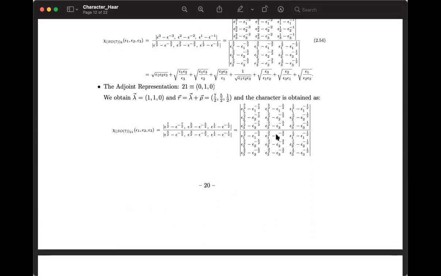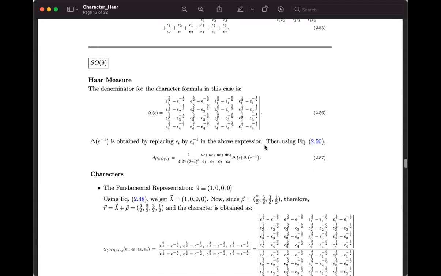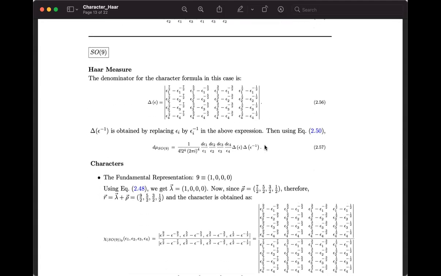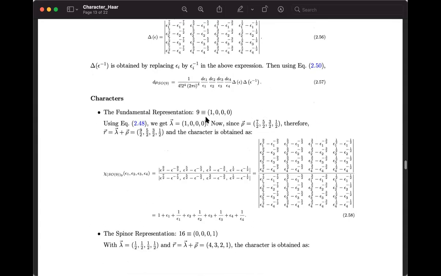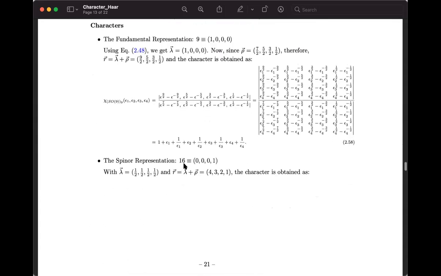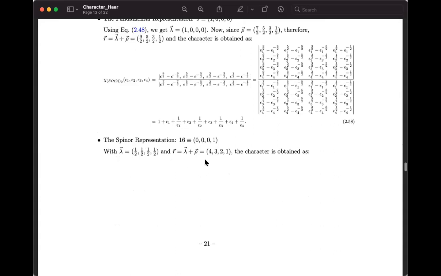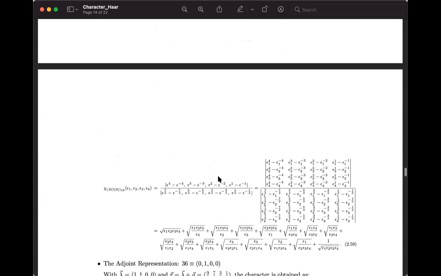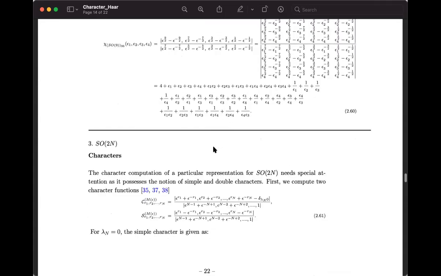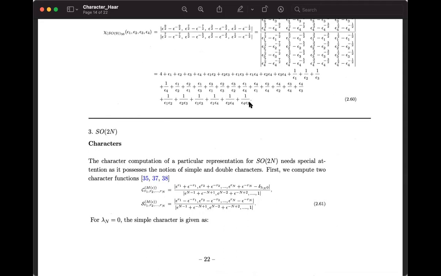So I'm not discussing this again repeatedly, but I believe that you should be able to verify this thing. And again, SO9, the rank is 4, so it will start with 4 minus half, so 7 by 2. And that's why it's going like this. It has a fundamental representation 9, okay, and the spinor representation is 16, because rank is 4, so 2 to the power 4, right? So that's why the spinor representation is 16, and rank is 4, so it's like a 4-tuple set. So you calculate like this, and you get this different. And so lots of examples are given here. That's a nice way to verify this thing.